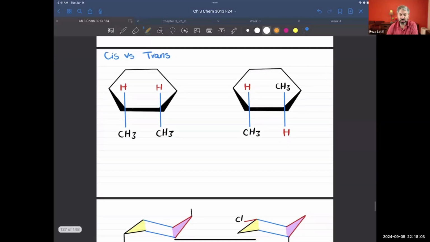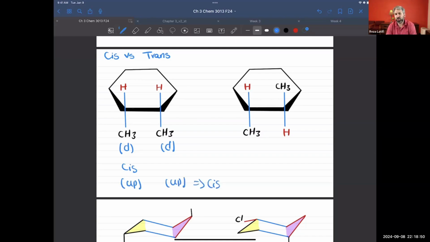Now I want to introduce a new term that we call cis versus trans. When do we say two substituents are in a cis position or a trans position? If both groups are pointing in the same direction, that time we say they are in a cis conformation. For example, in this case, the methyl is pointing down, and the second methyl also is pointing down, so these two are in a cis conformation. Again, they can be both pointing down or both up. If both of them are pointing up, that also gives us a cis conformation. But if one of them is pointing up and the second one is down, in that case, we say we are dealing with a trans structure.